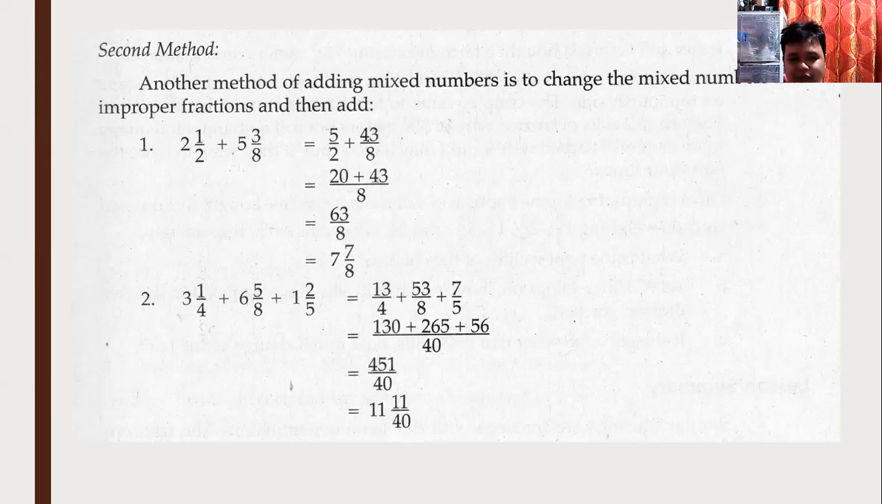So 6 and 5/8 is 8 times 6. Ano ba yung 8 times 6? 48. Plus 5, 53. Then dito naman sa 3 and 1/4, 4 times 3, 12. Plus 1, 13. So ngayon, bakit siya naging 130, 265, and 56? Sige nga, bakit siya naging ganyan?